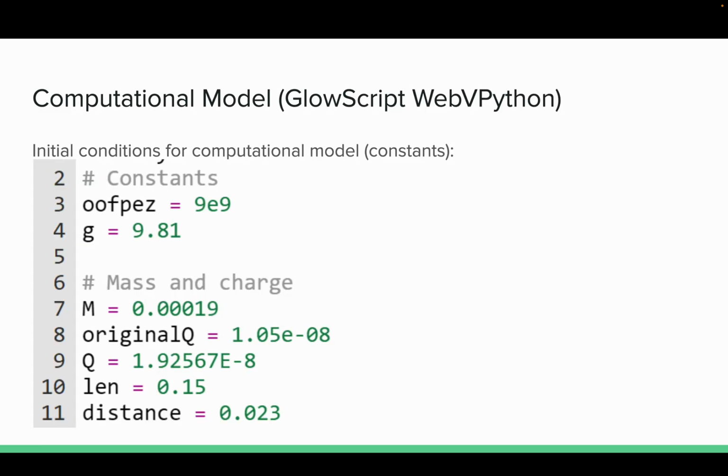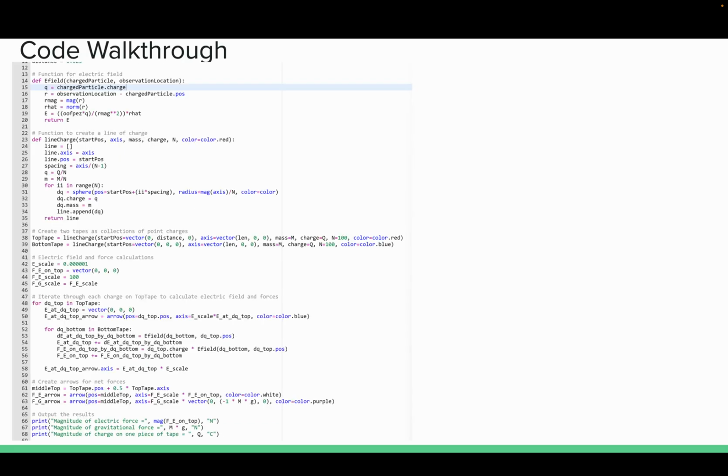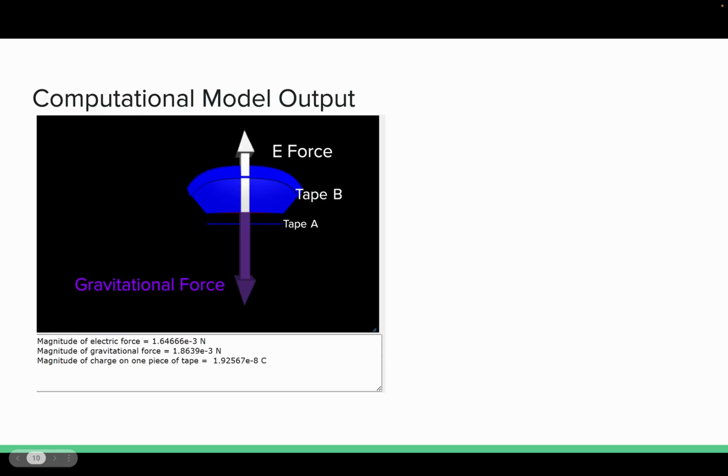Computational model. Now we have our constants laid out here, and then a walkthrough of our code. This function was used to calculate electric field. This was to create a line of charge as opposed to a point charge in Lab 1. We create the two tapes as collections of point charges with this, and then electric field and force calculations were calculated starting here, and then we iterated through each charge on the top tape to calculate the electric field and forces, and then eventually use this to visualize it in the next slide, and then output our results.